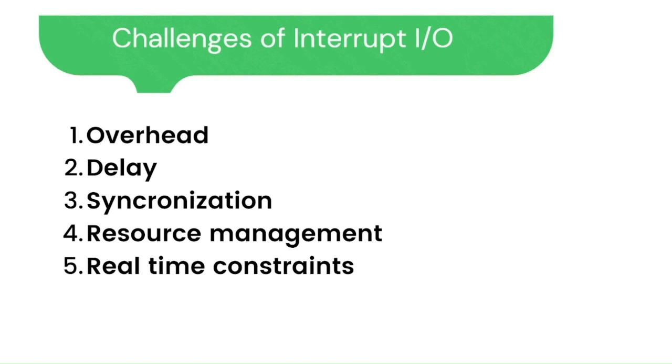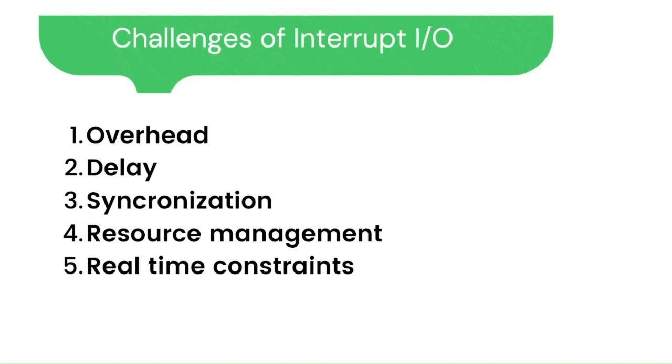Each interrupt requires the CPU to stop its current task, save its state, and switch to a new context to handle the interrupt. This process can be time consuming and can slow down the system, especially when handling a large number of interrupts. Second one is delay. Interrupt driven I/O can introduce delay into the system. When an interrupt occurs, there is a delay before the CPU can handle it. During this delay, the device may continue to send data, resulting in the loss of some data.